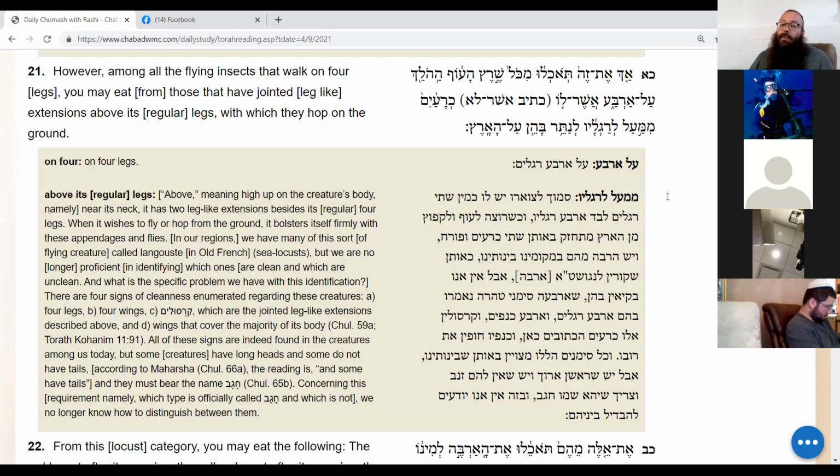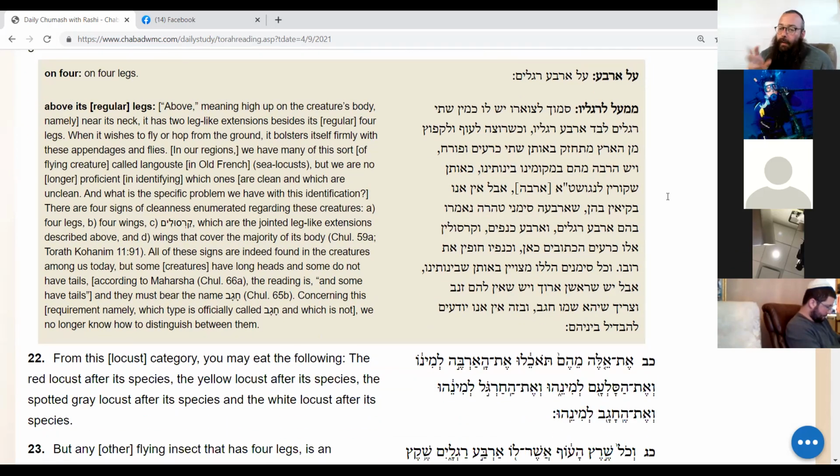And Rashi says that the truth is there are many of these kinds of grasshoppers among us. I guess even where we live, there are many of these grasshoppers. Now, the Torah is going to make the list smaller, that even among these four-legged grasshoppers with two jumping feet, they have to be under a certain category. Let's see the next verse 22, and then we'll come back to this Rashi. These are the grasshoppers with four feet and two jumping feet that come up from its head part, you may eat. It has to be called arbeh, le'mino, ve'es ha'sol'am le'mino, ve'es ha'chargol le'mino, ve'es ha'chagav le'mino. It has to be either part of the red locust, the yellow locust, the spotted gray locust, or the white locust. Then it is kosher.